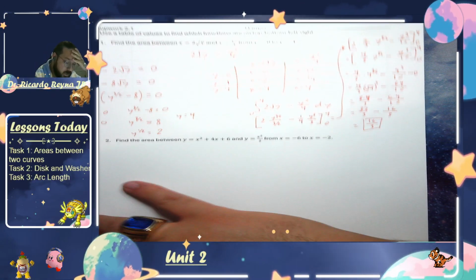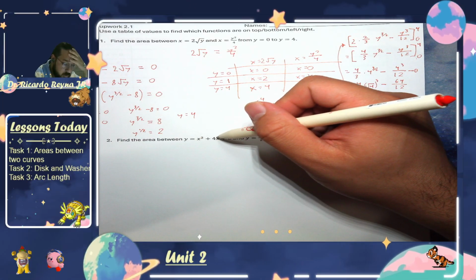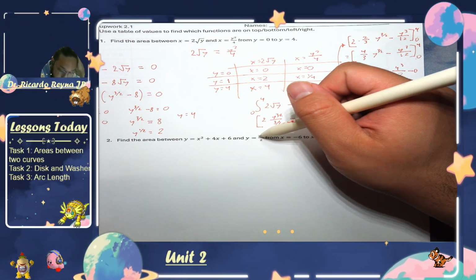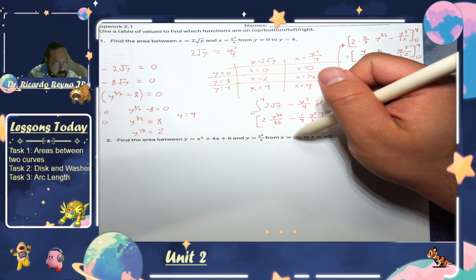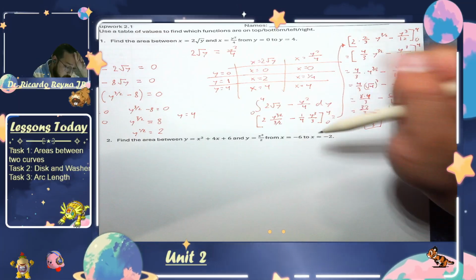Okay. Next, find the area between y equals x squared plus 4x plus 6 and y equals x squared over 2 from x equals negative 6 to negative 2. Okay.